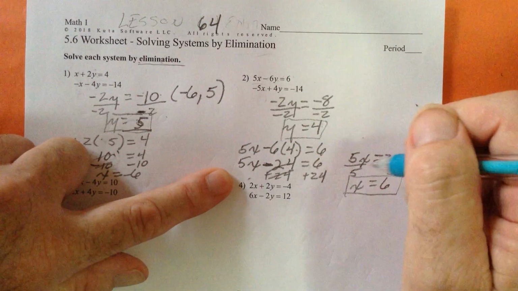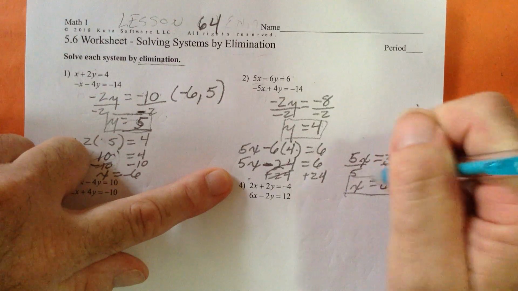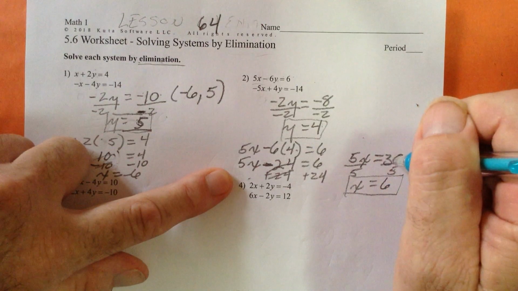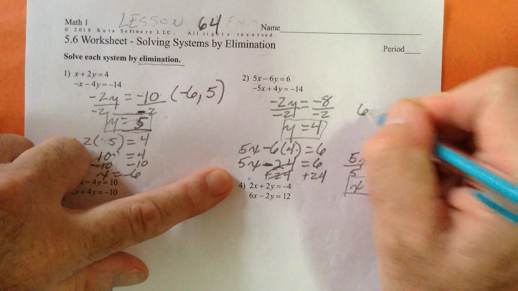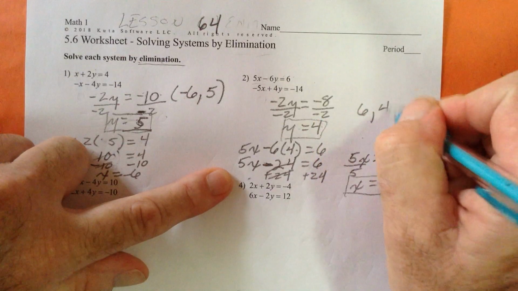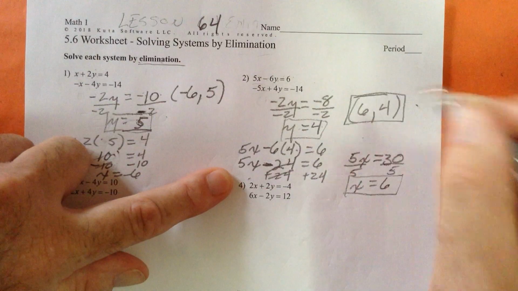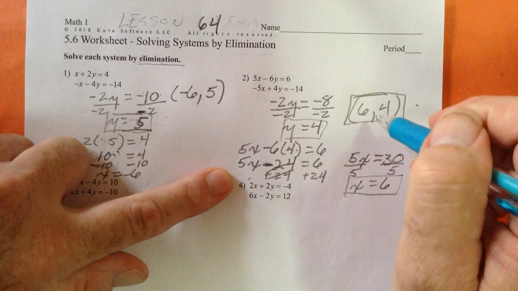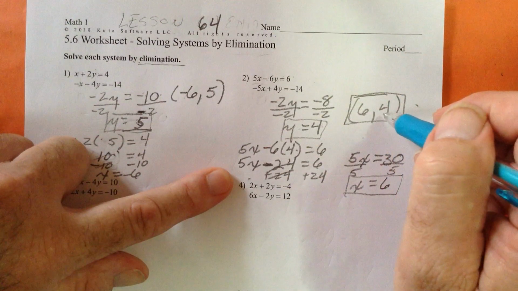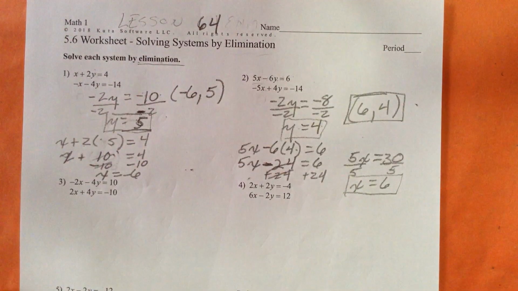So here the x would be 6 and the y would be 4. That's the point where the two lines will cross. So the answer is x is 6, y is 4, 6, 4.